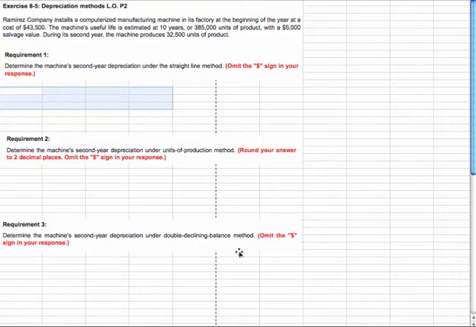Now, before we do that, let's get some formulas straight. For straight line depreciation, the formula is take the cost minus the salvage value divided by the useful life.